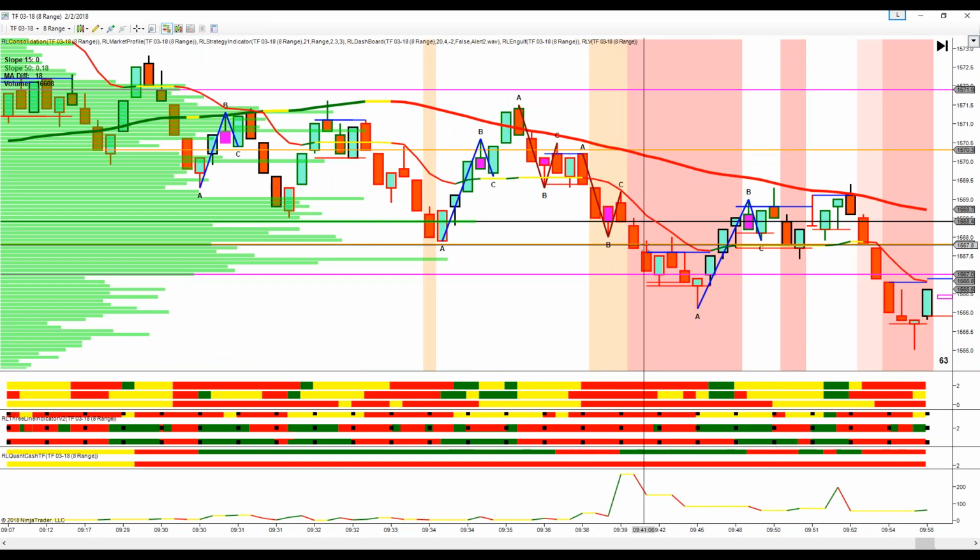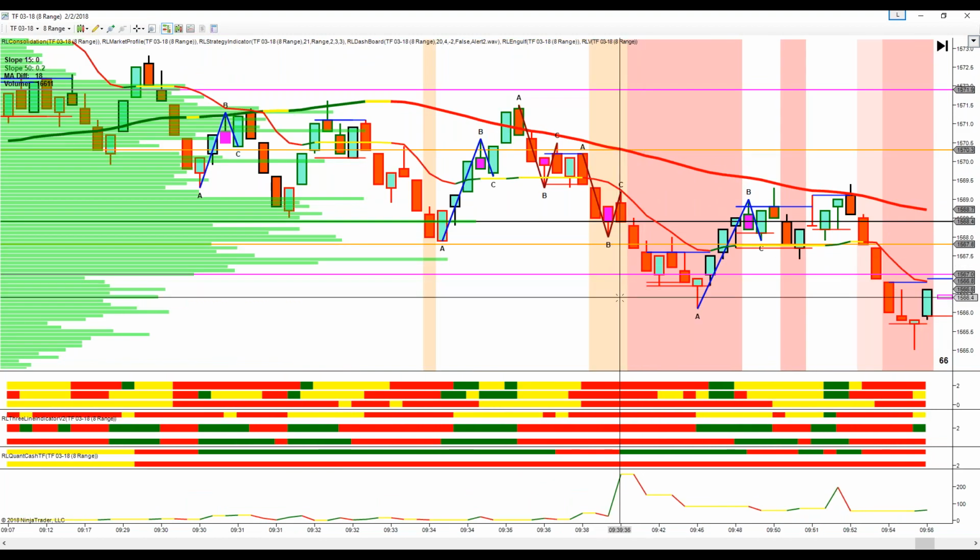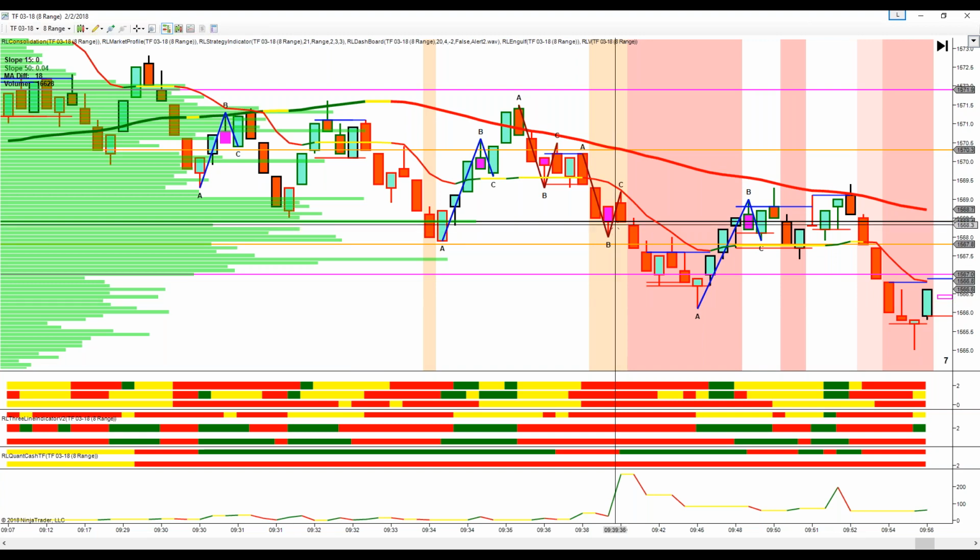Now, right here, the C candle is tough. It's into the point of control. There's a lot of support. But you've got 8 red lines here. All 3 quants, which are very powerful on the Russell. You have the 3 line and both cash on that C candle. That's a good trade. It's a little risky because you're trading into the point of control, but man, it just ate through that. You can see not much of a wick.